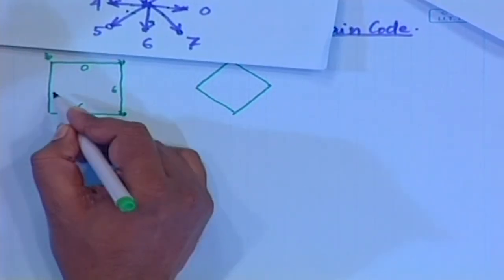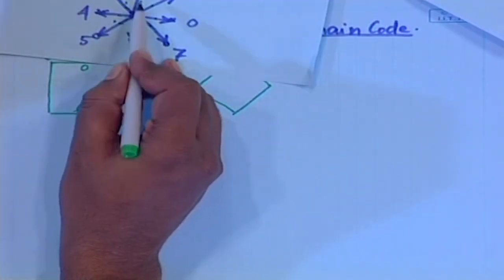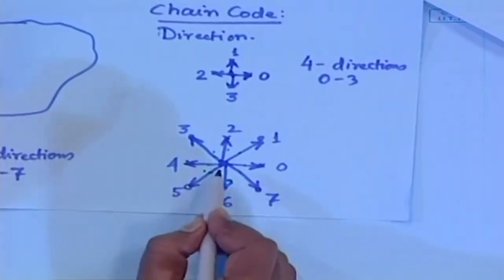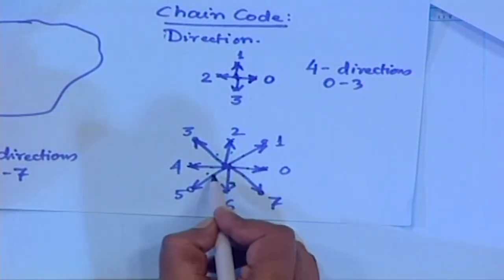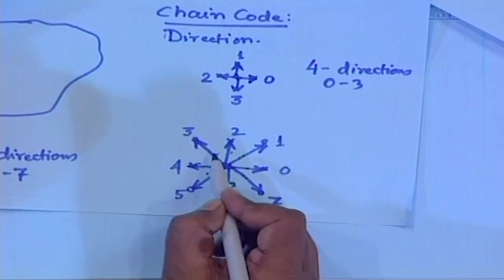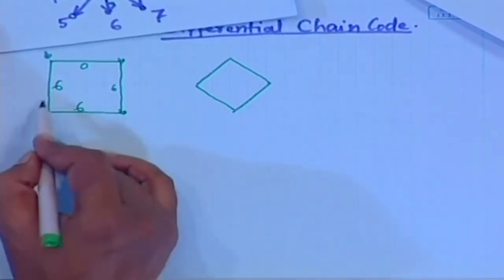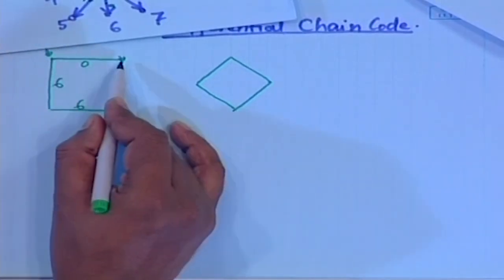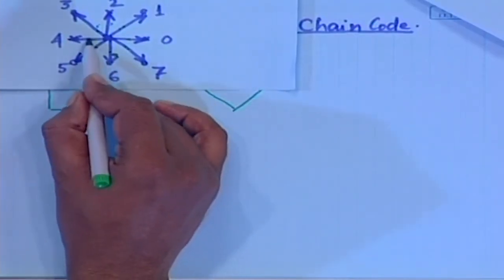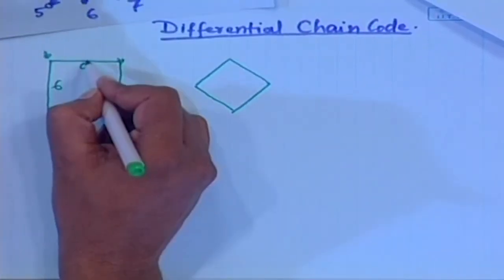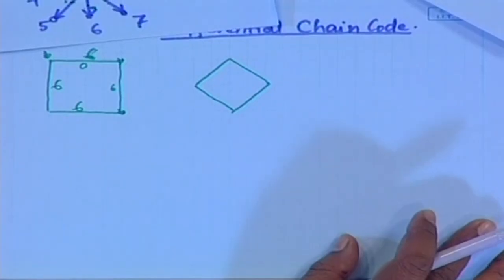From here to here, initially I had 4 and now it has to be 2. So again, how many steps do I have to move? 1, 2, 3, 4, 5, 6. So again 6 steps. And this was 2 and this has to be 0. So 2 to 0, how many? 1, 2, 3, 4, 5, 6. Again 6 steps. So this 6, 6, 6, 6 becomes my differential chain code.